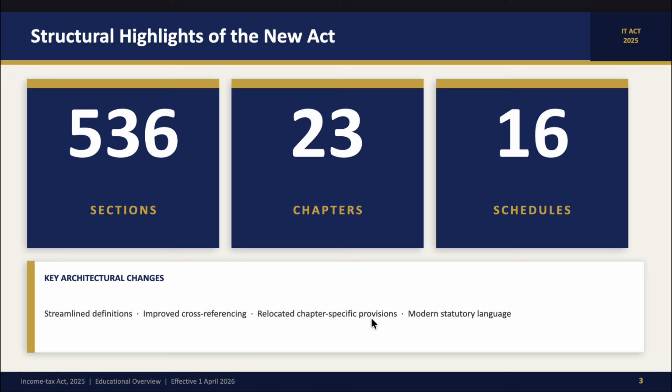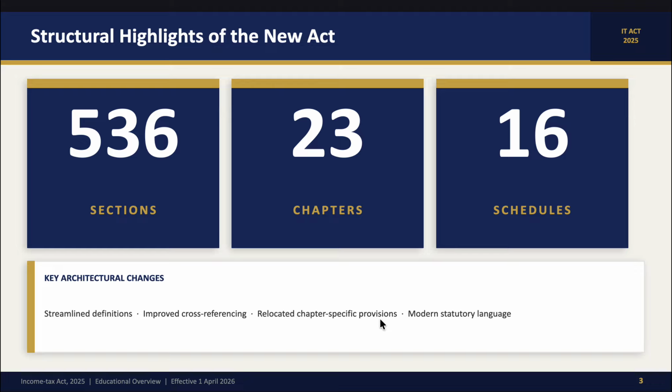There are 23 chapters. Initially, we had 47 chapters, and now we have 23 chapters. Great. It's a good going. Now we have 16 schedules in the Act, and these schedules have been introduced to streamline definitions and improve cross referencing, relocate chapter specific provisions, and use modern statutory language. When we compare this with the earlier structure, which had fragmented numbering and heavy cross referencing, the 2025 Act reorganizes the law into a cleaner, logically arranged framework. It's very important. It improves navigability, which directly reduces interpretational confusion.